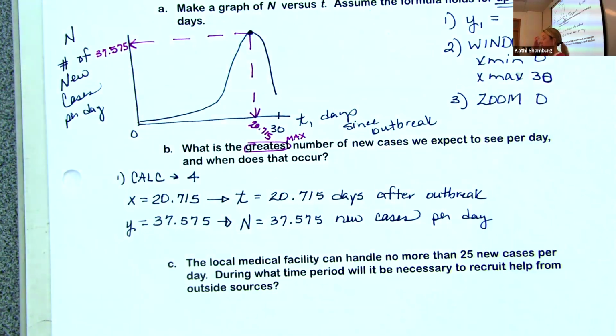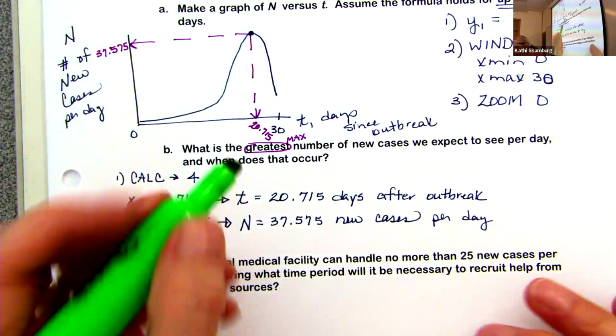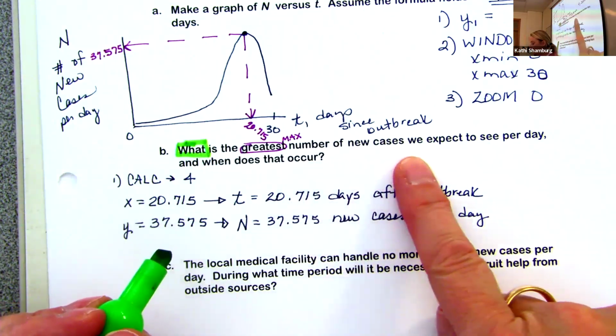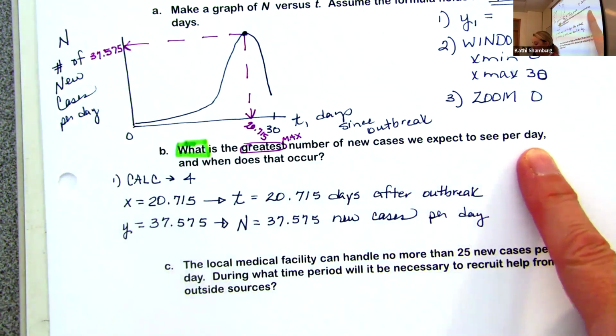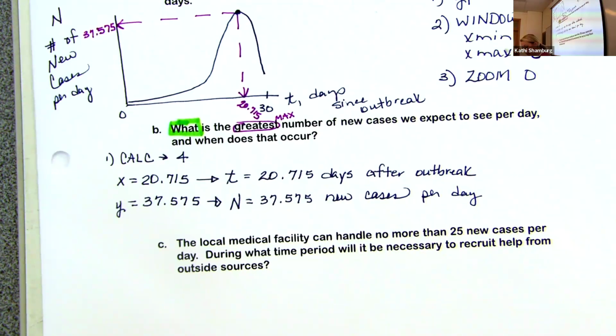$37.575 new cases. Okay. All right. So I've done all the hard work. Now I'm going to read the problem. The first thing that it asks is, what is the greatest number of new cases we expect to see per day? Are they asking for T or N? Which one? N.